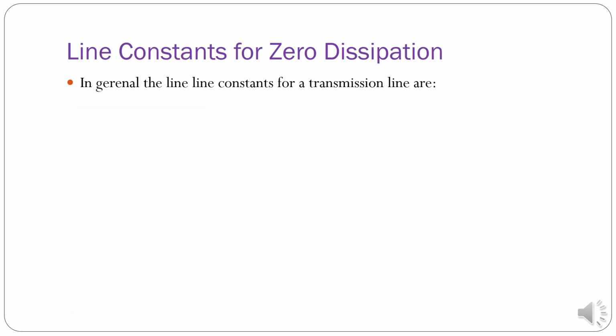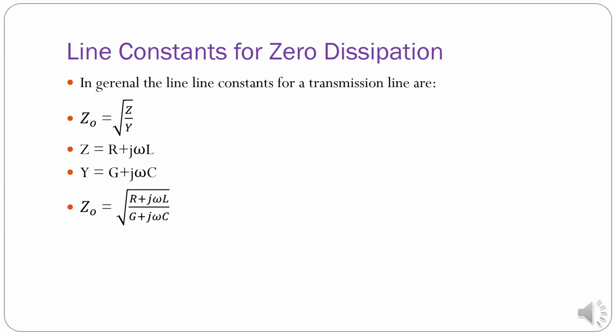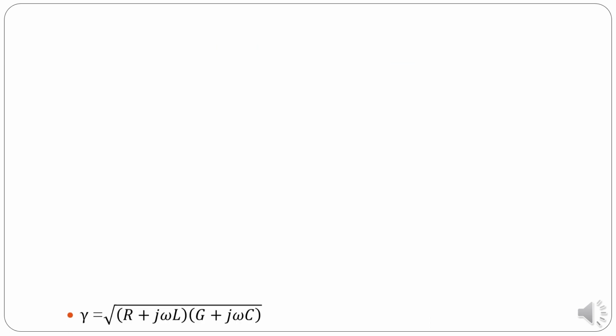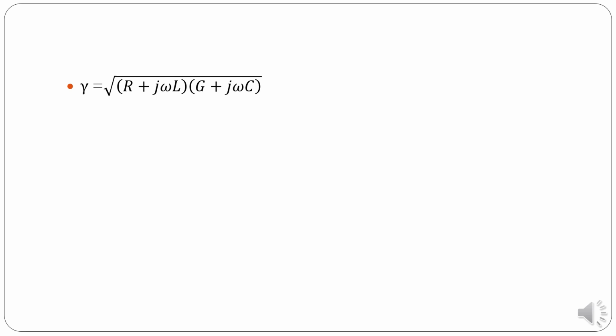So in general, the line constants for a transmission line are Z naught equal to square root of Z by Y, where Z is equal to R plus J omega L, Y is equal to G plus J omega C, and Z naught equals square root of (R plus J omega L) by (G plus J omega C). And gamma is equal to alpha plus J beta, and gamma equals root ZY. This is the basic equation we learned from the first unit. So gamma is equal to square root of (R plus J omega L) into (G plus J omega C).